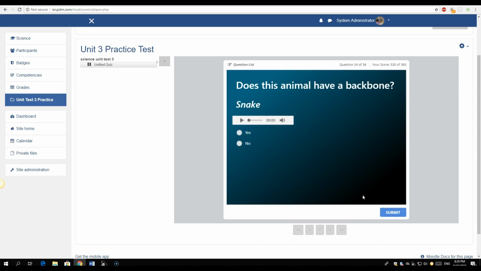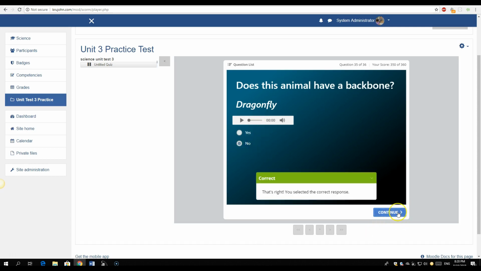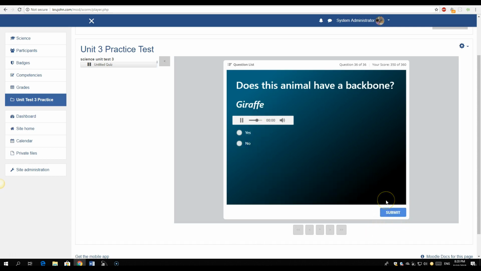Snake. Yes, a snake. Even though it looks like a big worm, it does have a backbone. Dragonfly. A dragonfly is an insect. Insects do not have backbones. No. Giraffe. A giraffe is a mammal. Mammals have backbones. Yes.